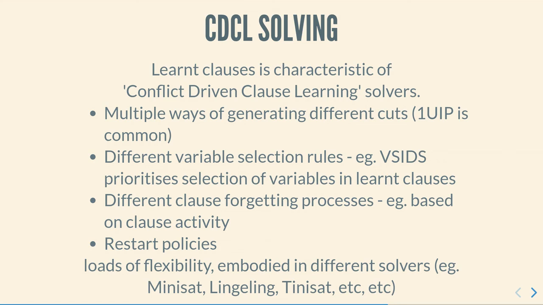Anyway, so there's a whole bunch of configuration on CDCL solvers, and particularly these different kinds of options and different algorithmic choices, different variable selection rules, clause forgetting policies. They're made manifest in a whole range of different SAT solvers that are out there. Particularly, Minisat is a relatively famous one. There's another one that we use called Ling Ling. There's another one that Dagster itself is based off called TinySat.